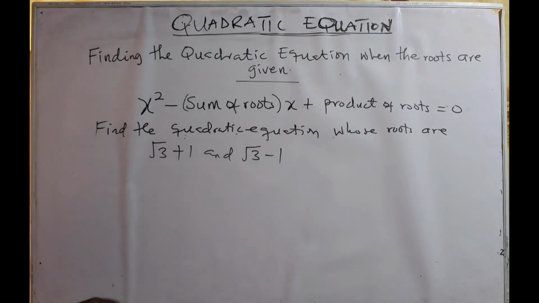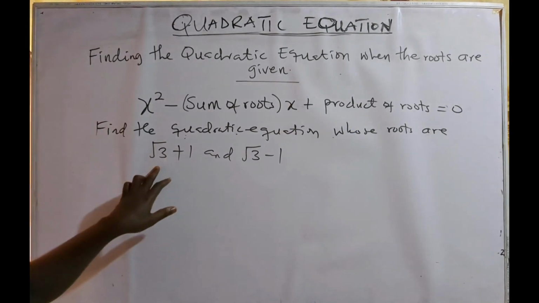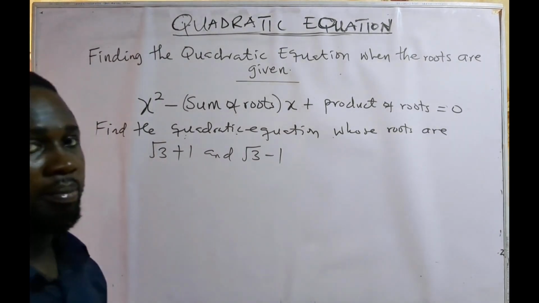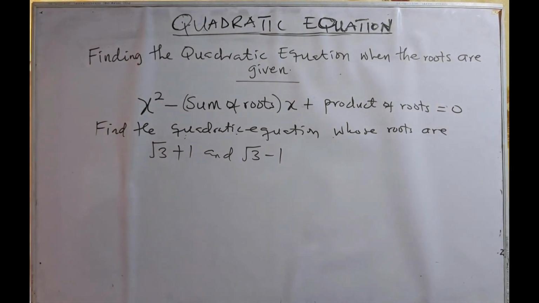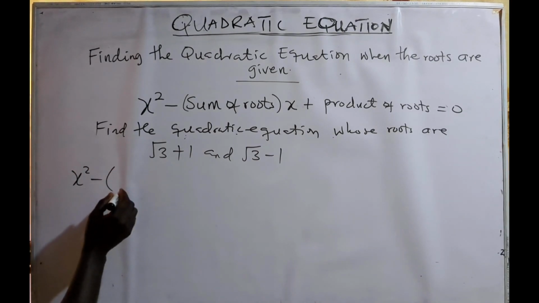Okay, so let's look at this one too. Find the quadratic equation whose roots are root 3 plus 1 and root 3 minus 1. All right, so we are also going to look at this. So the same way, x squared minus the sum of roots.